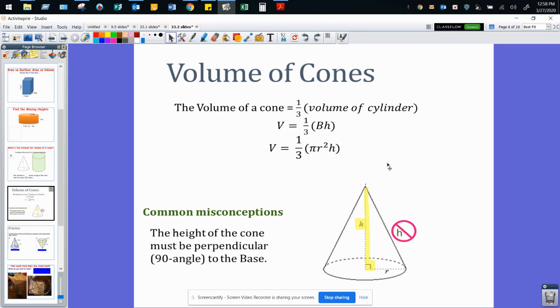The thing you need to remember again, imagine you got a little guy who's walking up the side of this cone and he's standing here. If he drops a line down, this is your height, not the side of the cone. So always look for whatever's perpendicular to the base of your figure to find the actual height.